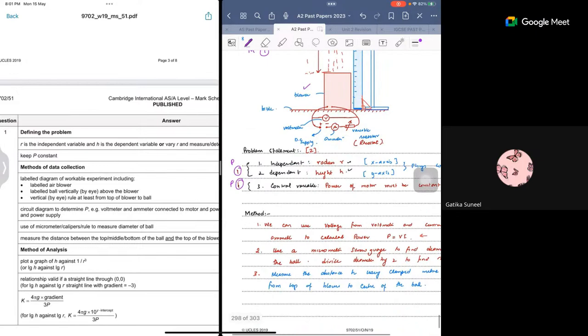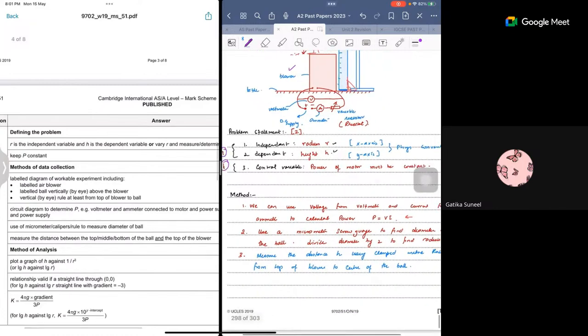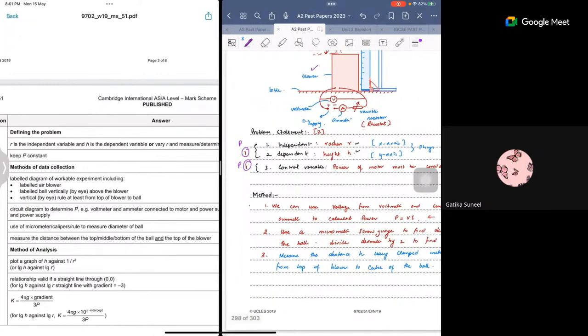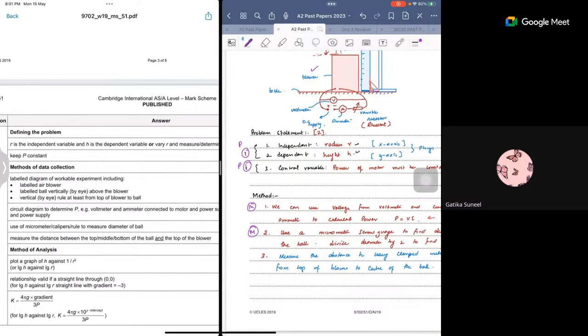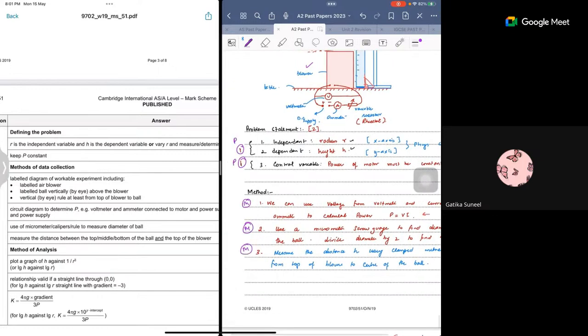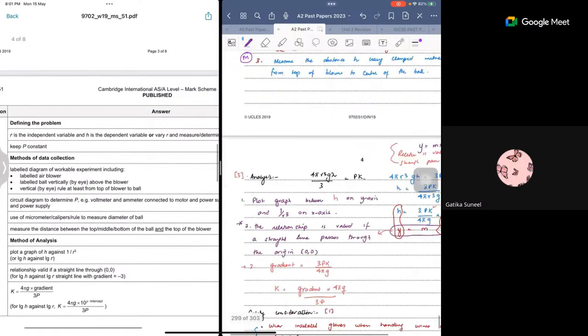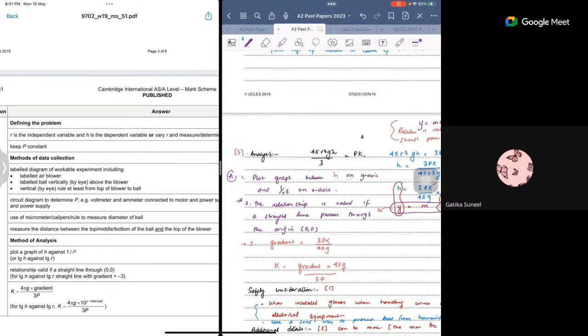Then in the method, it said circuit diagram to determine voltmeter. We have the circuit diagram made. So that also gives us one more mark. So that's one method mark here. And then use a micrometer to measure the diameter. And we explained how to find the diameter as well. Okay, that's cool. We got this. And measure the distance between the top, middle, or bottom. We wrote middle, so we got a method mark here as well. So method is done. Let's look at the analysis now. So analysis says, plot a graph of H over 1 upon R cube. So we got an analysis mark here.